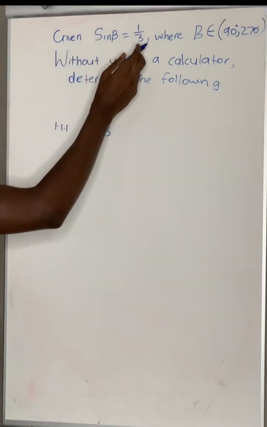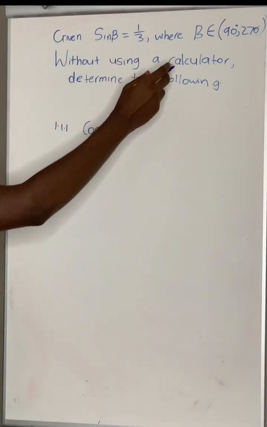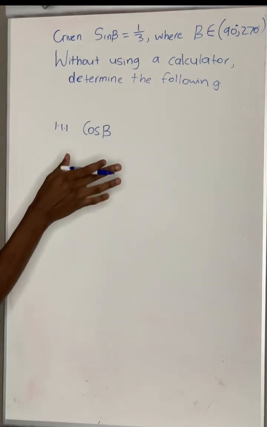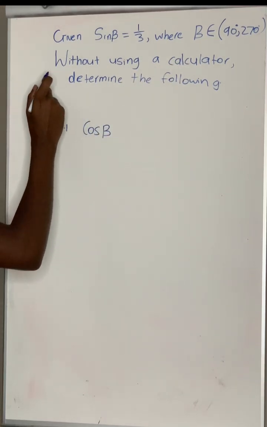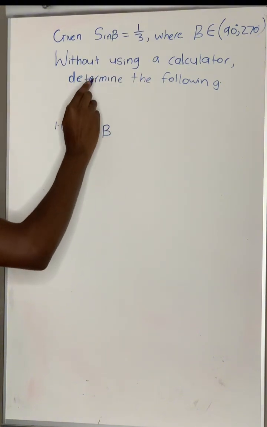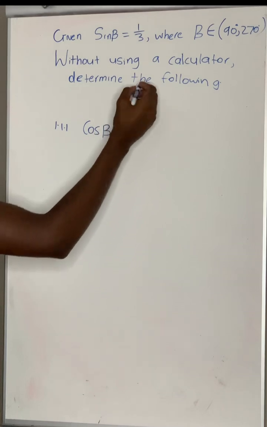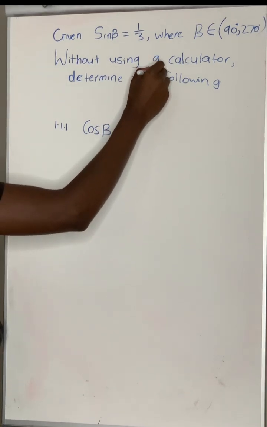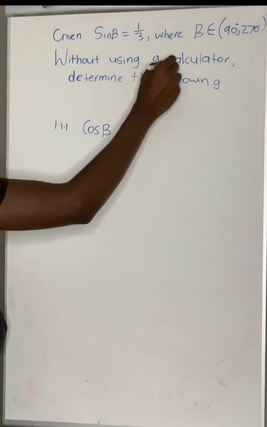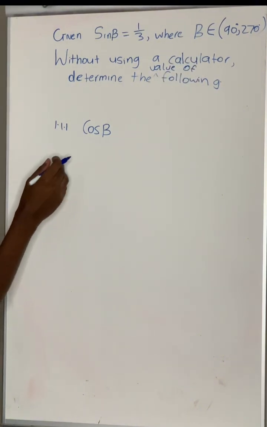So we're given sine beta is equal to 1 over 3, where beta is an element of 90 and 270. Okay, that's the information that we are given. And we are told that without using a calculator, determine the following, which is cos beta. So it's basically the value of the following, which is cos beta.